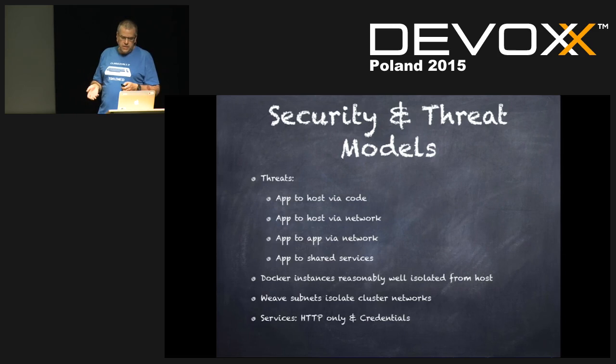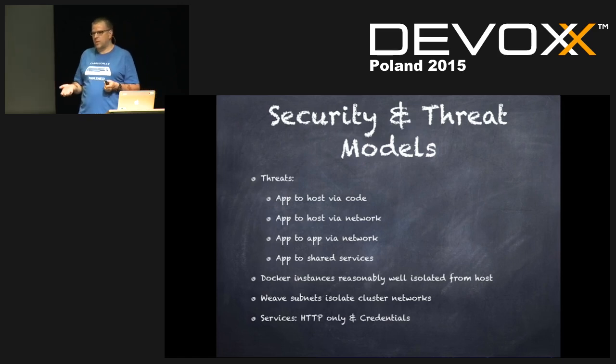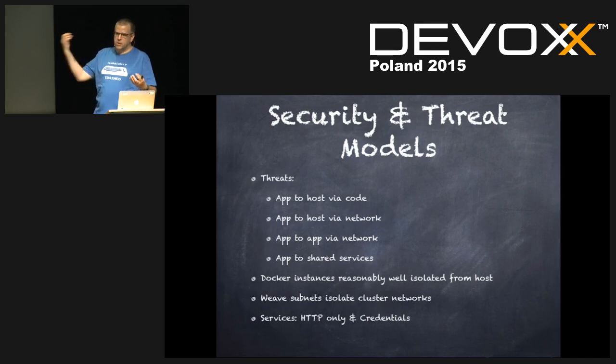The next threat model is application to host via network. So can the application see the host that it's running on through the network interface, rather than through physical code calling into some kernel routine? The third threat model is application to application across the network. So this is the threat model where cluster 1 can't see cluster 2. And finally, there's a threat model of some malicious code within a container talking to a back-end service and accessing data that it shouldn't access in the back-end service.